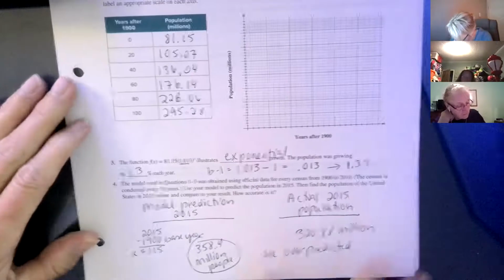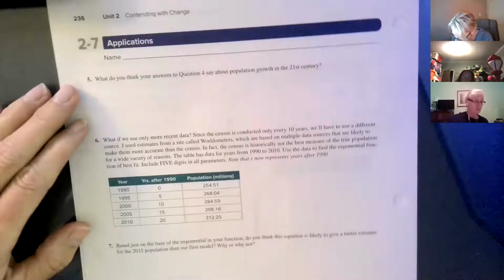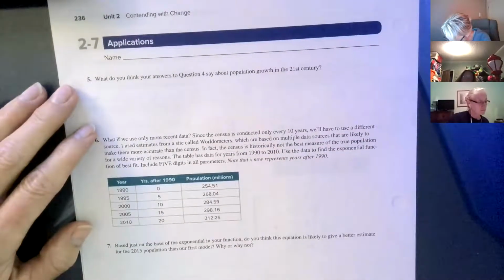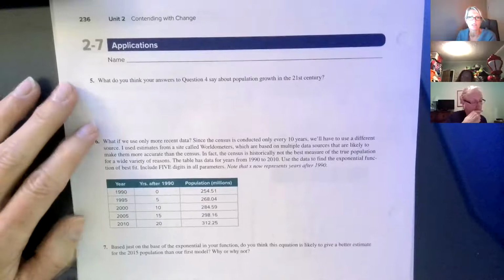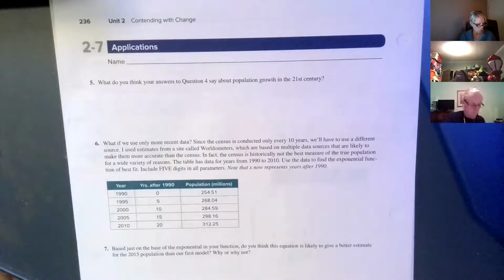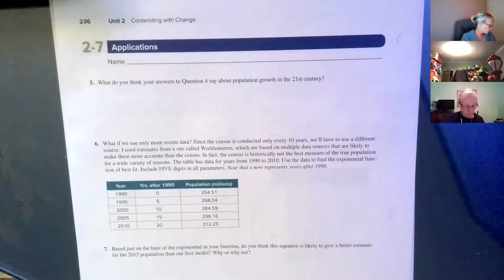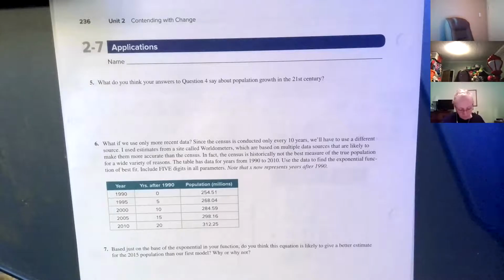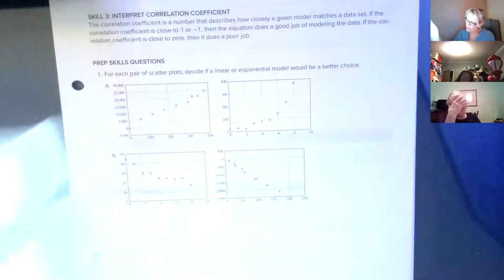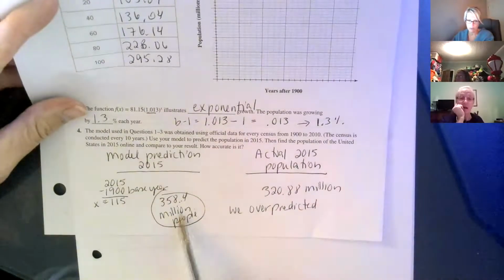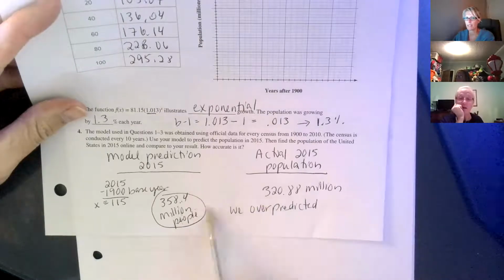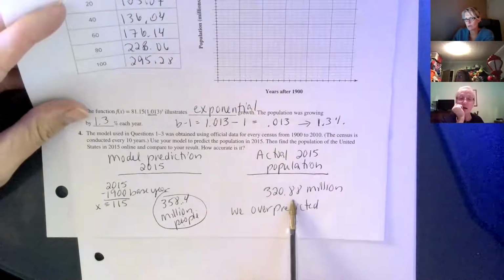Everybody's moving along. So we can flip our page to number 5, and it says, what do you think your answers to question 4 say about population growth in the 21st century? So are we doing like the answer from Desmos, or we're just supposed to put down that we? It's asking us, so looking at what happened, this is what our model would predict, but it really didn't ever make it to that, right? The actual population was only 320.